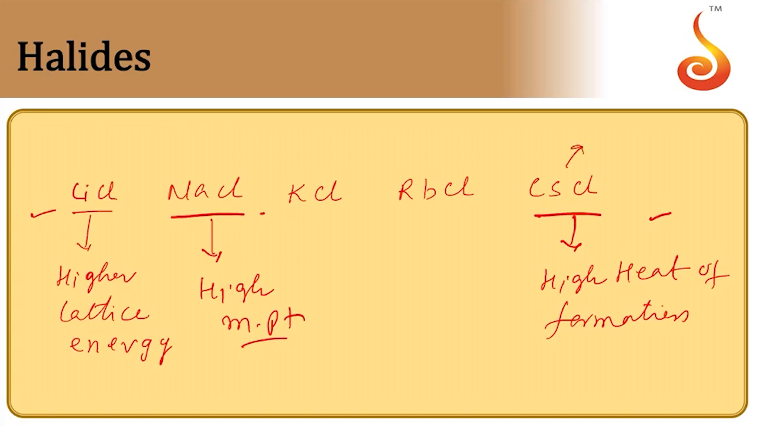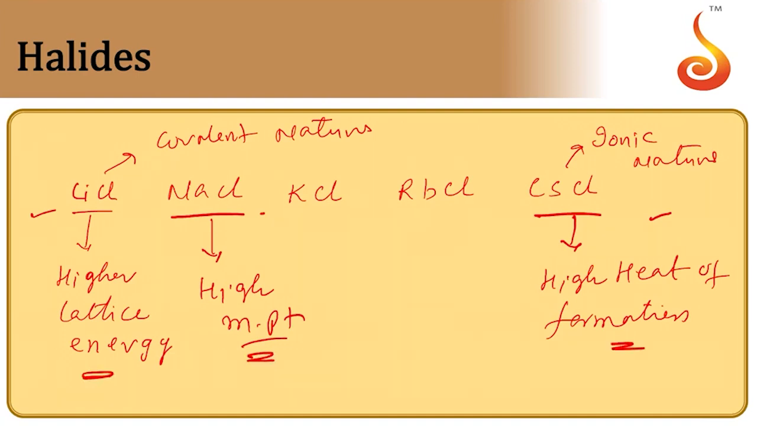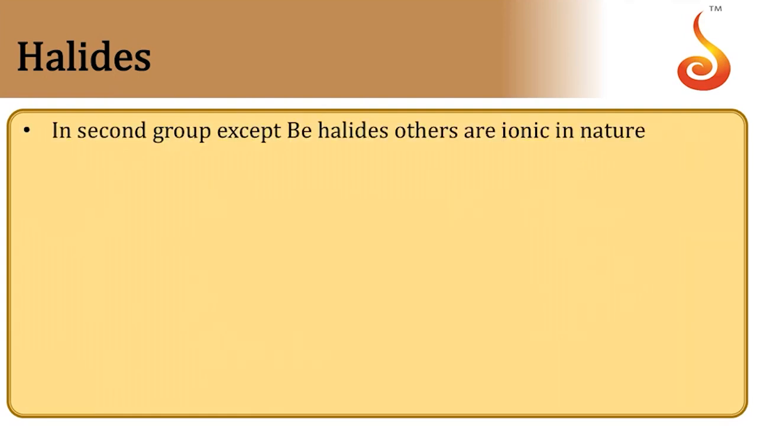So CsCl has a high ionic nature, which implies LiCl is going to have more covalent nature. So these are the three points to understand: lattice enthalpy, melting points, and heat of formation. Melting points are exceptional because though melting points depend upon the force of attraction, since lithium compounds have covalent character in them, they do not have higher melting points. Sodium compounds are going to have higher melting points. This is regarding halide properties.